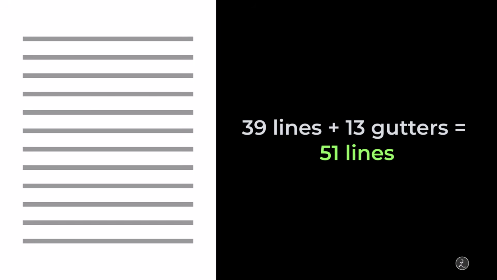Let's not forget the space in between columns, and that is the gutter space. In this case, we're going to have a total of 13 gutters. That will be 42 plus 13 gutters. That equals 55 lines from the top margin to the bottom margin.